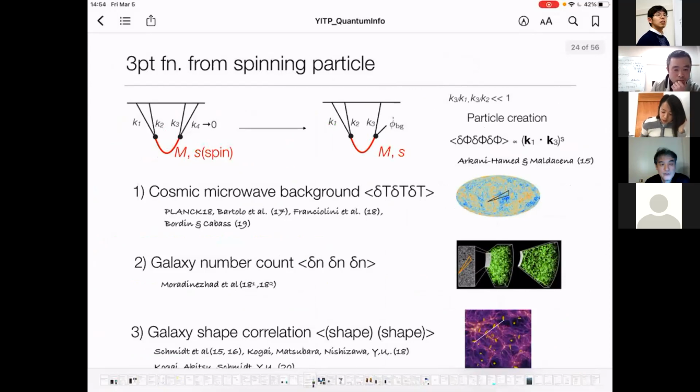observing the 3-point function of the galaxy number count. You count the number of galaxies in each area and take statistics of these correlators. And also the information of the spin is encoded in the shape of the galaxies. The CMB has so far given the tightest upper bound on this kind of signal.